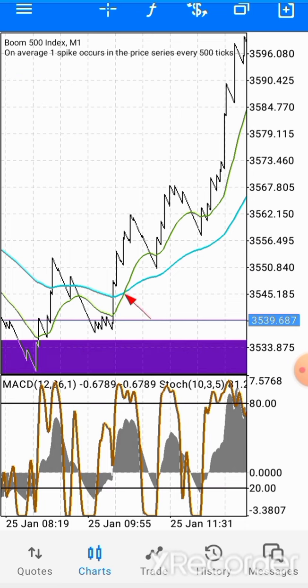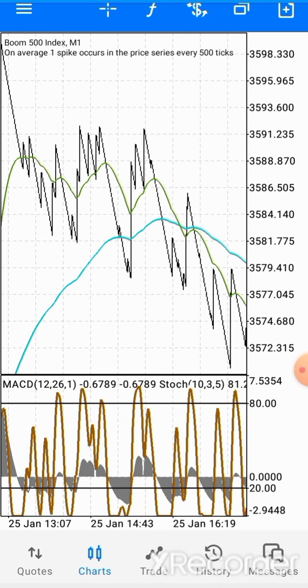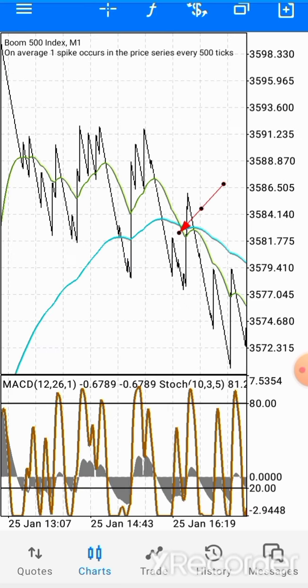So somewhere around this zone, Boom 500 likes to spike, it spikes upward. Sometimes this could be a very long spike. So what you do here, this would have been very nice for entry. So this would have been the entry. If you wanted to take this, then you ride it until you get to this point where it changes. Remember, it's a buy trend. So you just get in, and you exit here, you get out of this place.